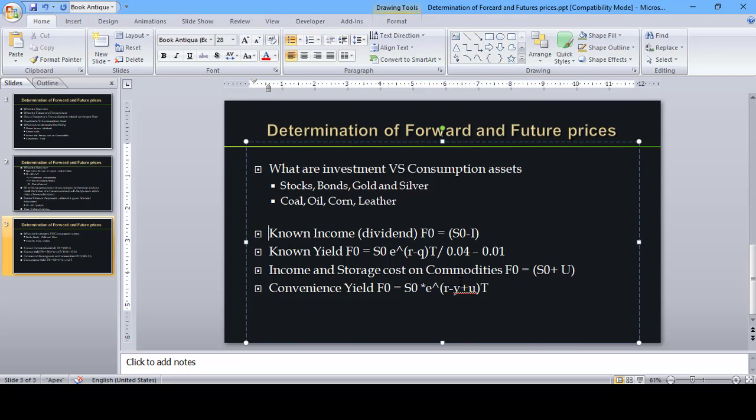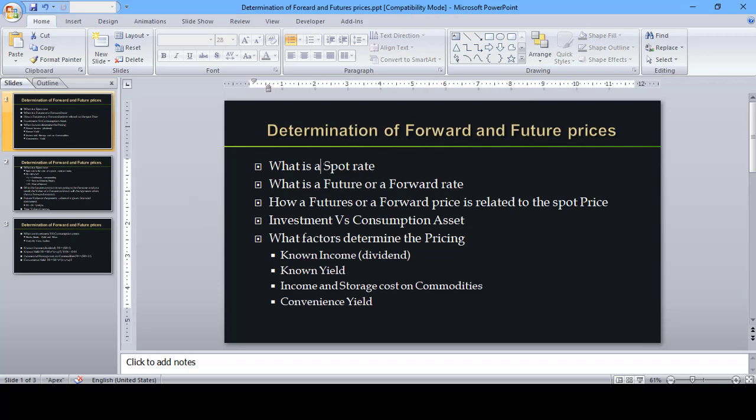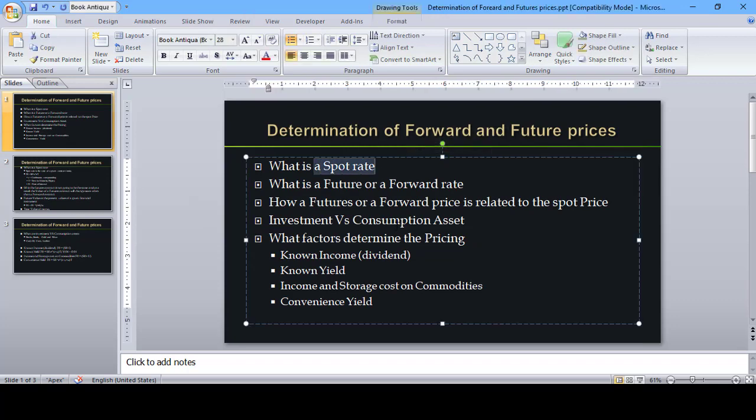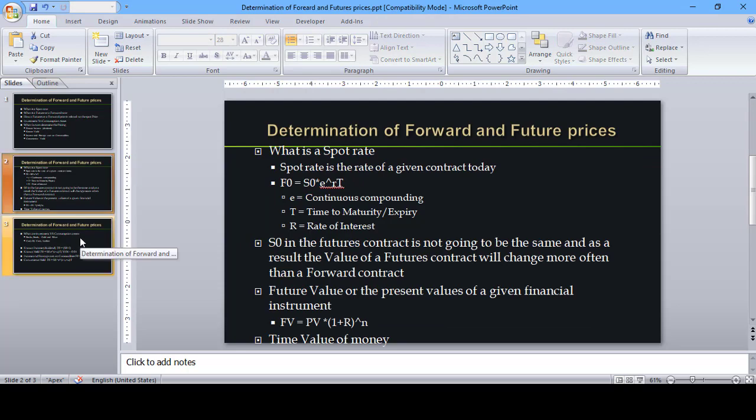Alright, so with this, let's wrap this up and look at whatever we have seen so far. We have seen what a spot rate is in this particular video. Then we have seen what a futures and a forward rate are, and how they are related to the spot prices, then investment versus consumption assets, and then the factors which affect the pricing of forward and futures contracts overall.